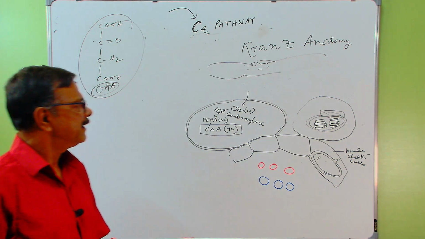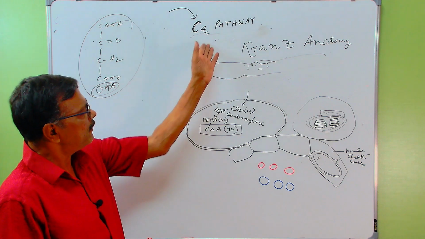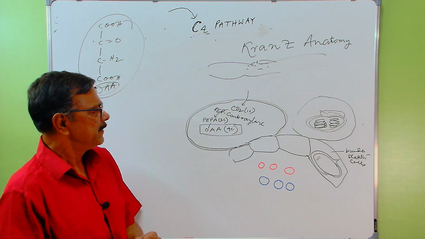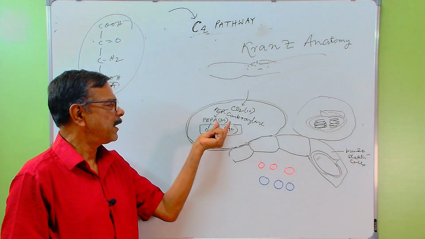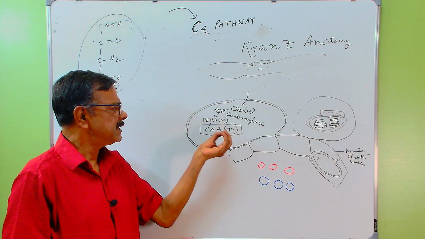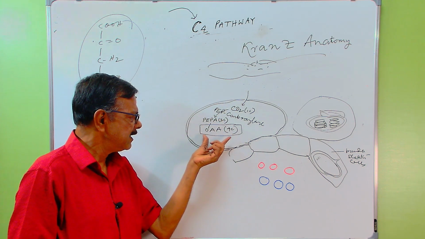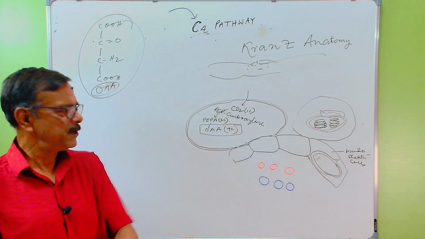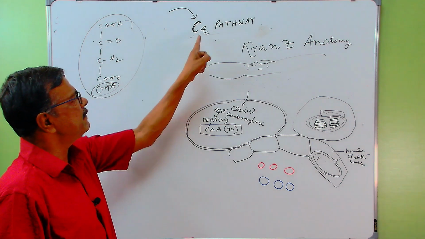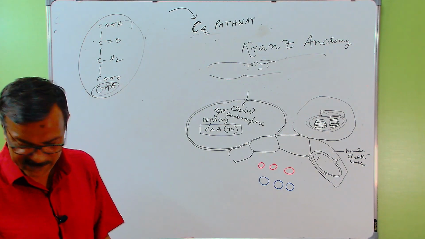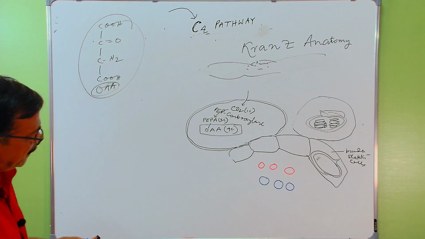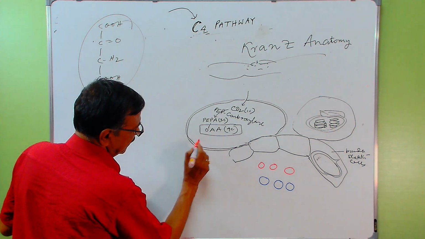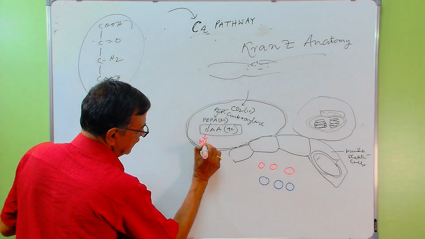So we should write that in the C4 pathway or C4 plant, when CO2 enters, it is accepted by an acceptor, phosphoenol pyruvic acid, and with the help of the enzyme PEP carboxylase, OAA, the first stable compound, is produced. That is a 4-carbon compound, and hence the name C4 pathway. This oxaloacetic acid is then converted to malic acid.